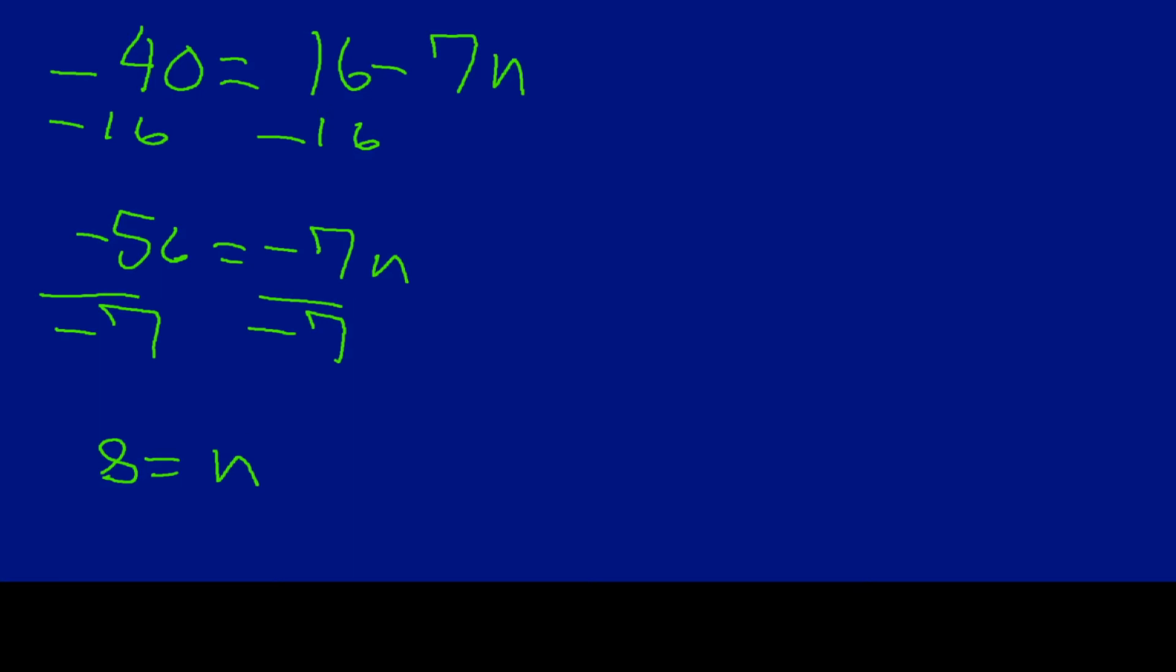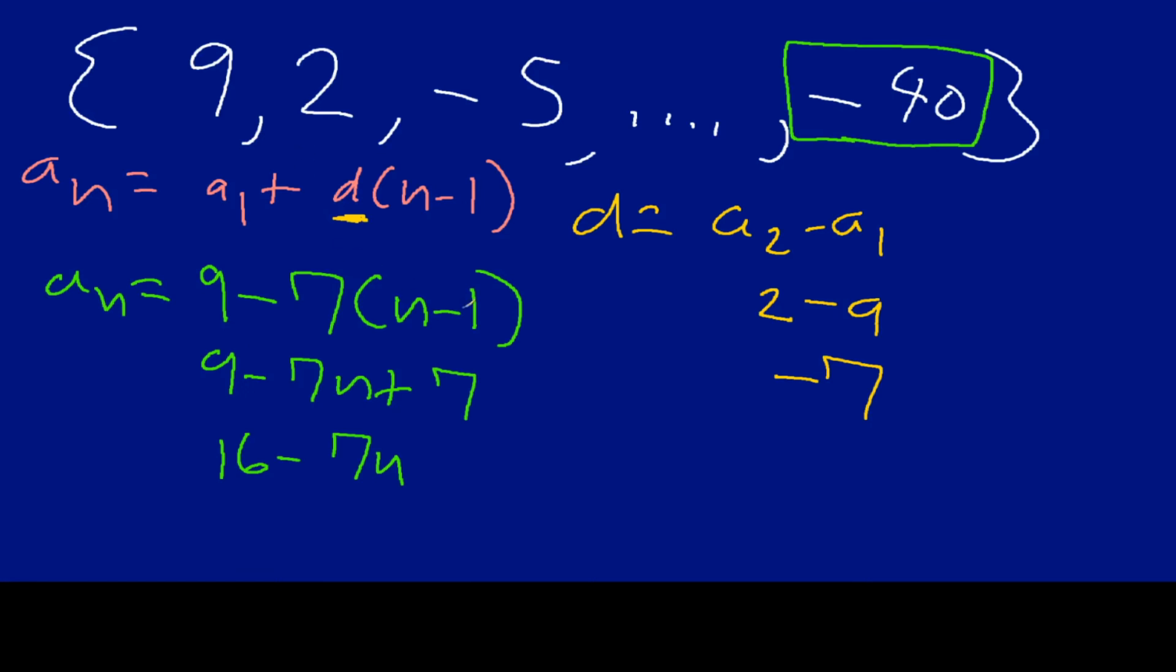We can check. If we go back here, we can plug these numbers in. Real simple, right? This is term number 1. If I plug in 1 here, 1 minus 1 is 0. -7 times 0 is 0. And so you're left with 9. This is my second term.